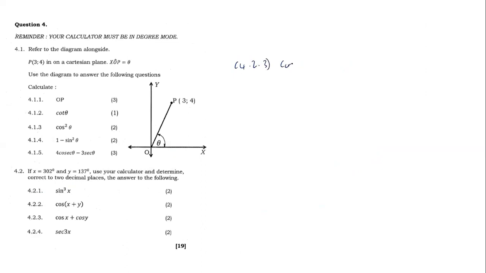4.2.3, we have cos x plus cos y. Now x in this case is 302 degrees plus y in this case is 137 degrees, and therefore this expression will be equal to cos 302 plus cos 137. To 2 decimal places, we get -0.21.